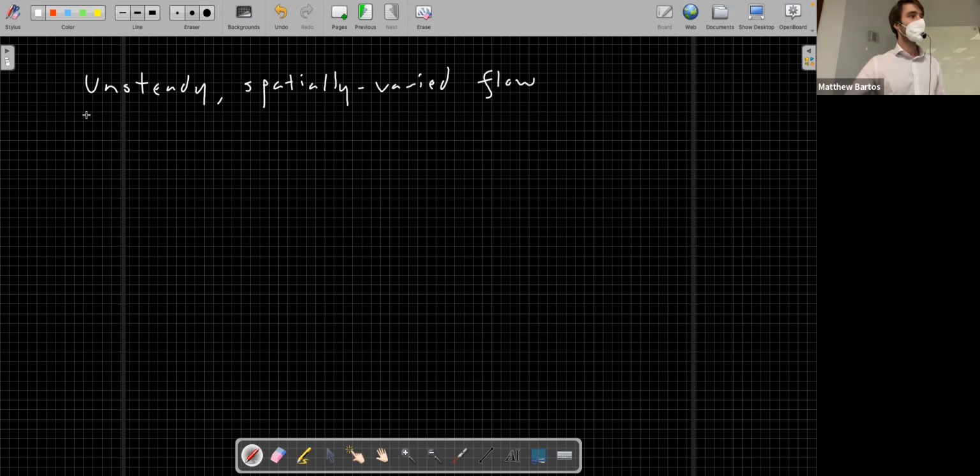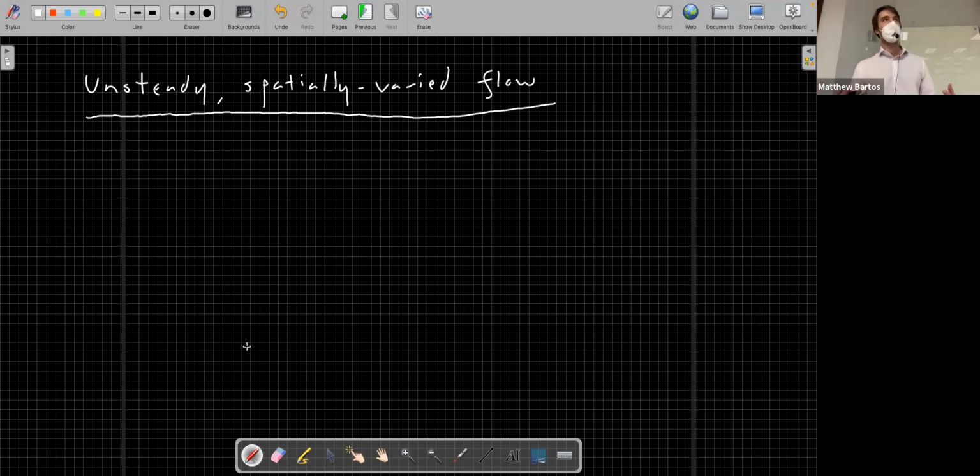And I want to review this case in particular for a couple reasons. The first reason is that all of the other types of flow that I listed can be derived from this more general type of flow. All of the other types of open channel flow we've looked at in that previous slide are special cases of this type of flow.